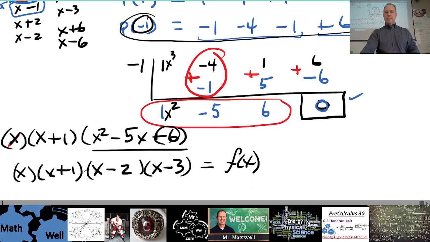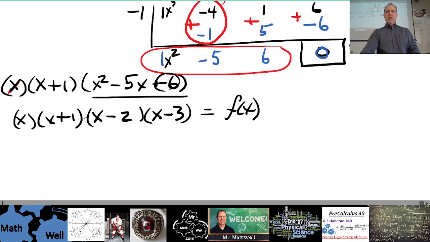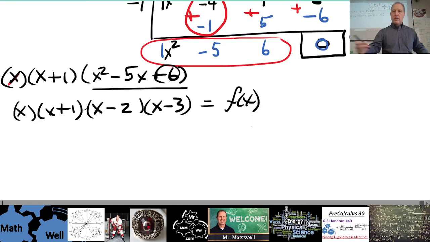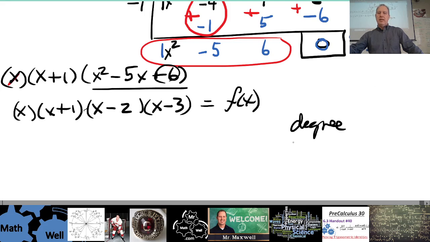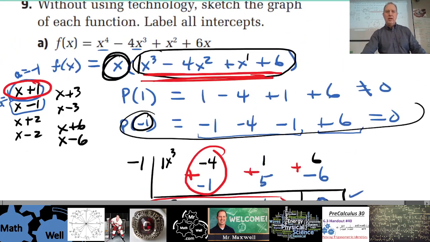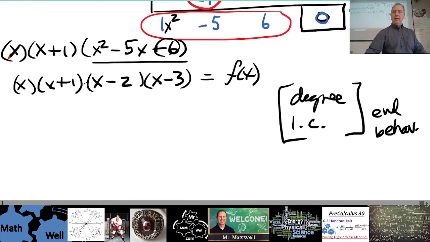Questions? All right. So it says, without technology, sketch. Some of the things that we're going to need to pay attention to are degree, right? And leading coefficient. So those will dictate the end behavior. That's going to be important. I can go back to my original question. That's easy to see. It's right here. That's the leading coefficient. So it's a 1 and it's degree 4, okay? So the degree is 4, the leading coefficient is positive 1, so that's going to help.